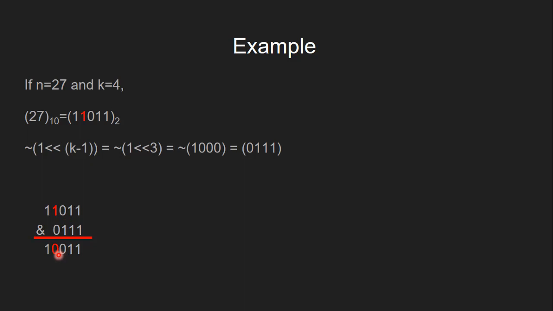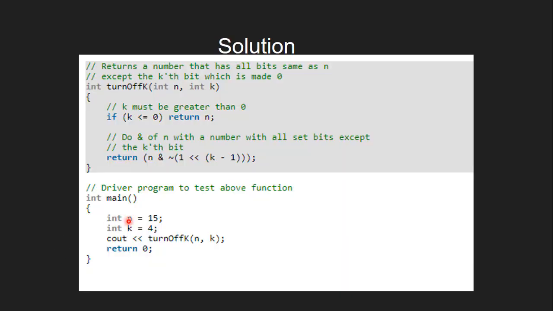Let's see the code for that. In the main function, we call the turnoffk function and we pass the value of n and k. Inside this function, first we check if k is greater than 0 or not.